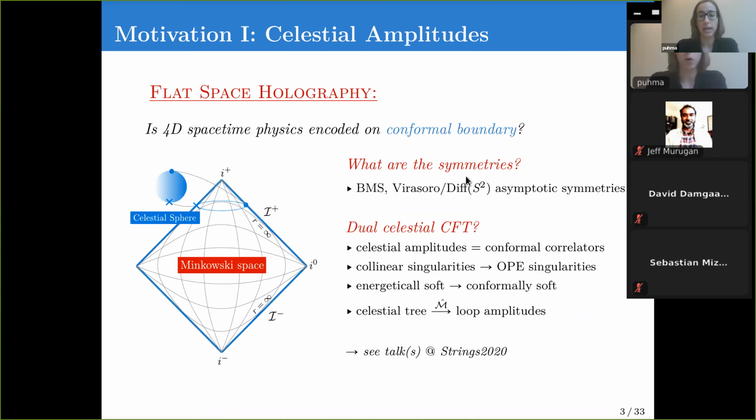Now, at Strings, I talked at length about asymptotic symmetries and how this gives us insight into a possible flat space holographic picture. And Andy Strominger talked a lot about OPE singularities and other aspects of celestial amplitudes. So I will not talk more about these aspects, but instead I want to focus on fundamental properties of amplitudes, in particular the double copy relation and how it shows up in celestial amplitudes.